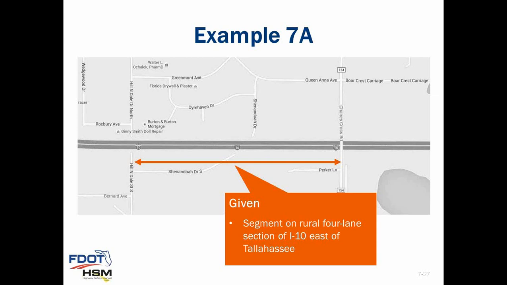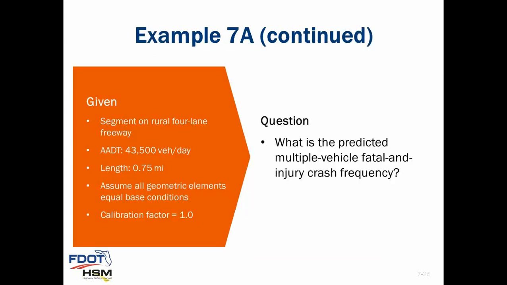In this example, we're going to demonstrate the use of an SPF to estimate the predicted crash frequency. Specifically, we're going to use an SPF to estimate the predicted multiple vehicle fatal and injury crash frequency for the rural freeway segment. The data that we need are listed here on the left side of the slide. We have an AADT of 43,500 vehicles per day and a segment length of 0.75 miles. All geometric elements have a dimension that matches the base conditions, and the local calibration factor is 1.0.